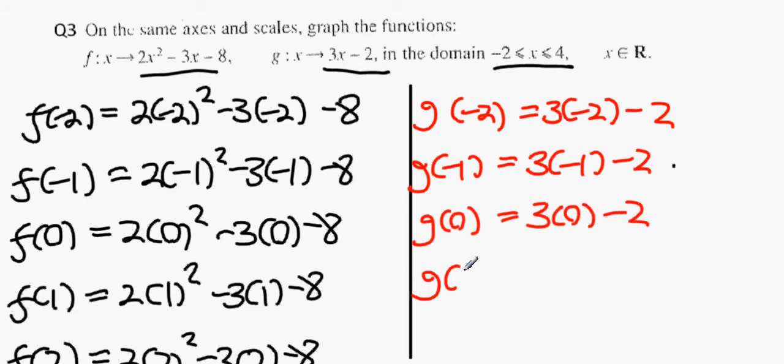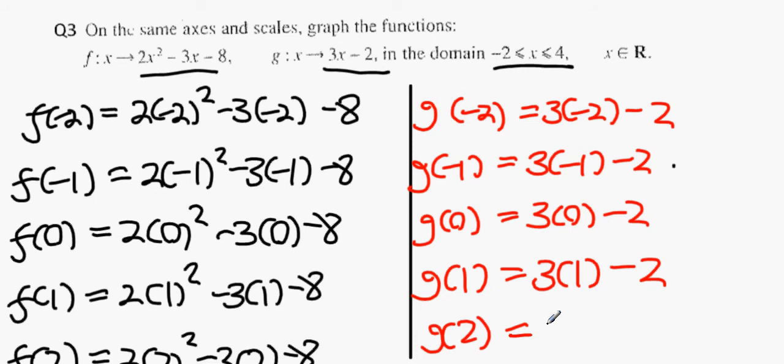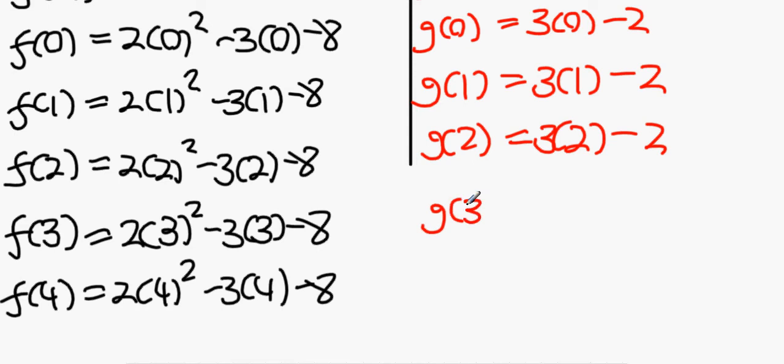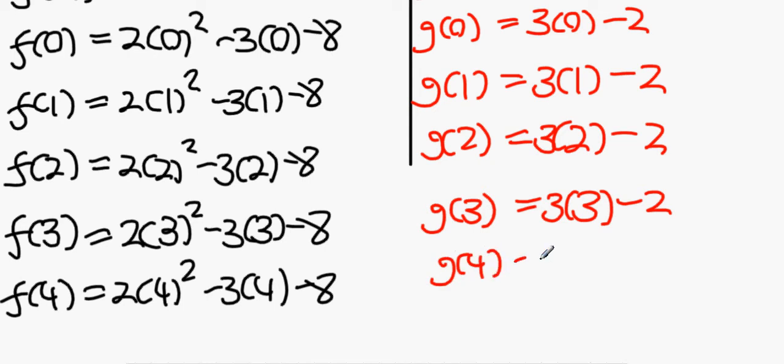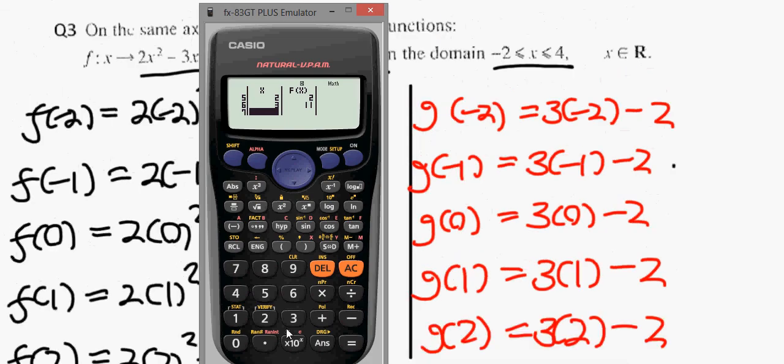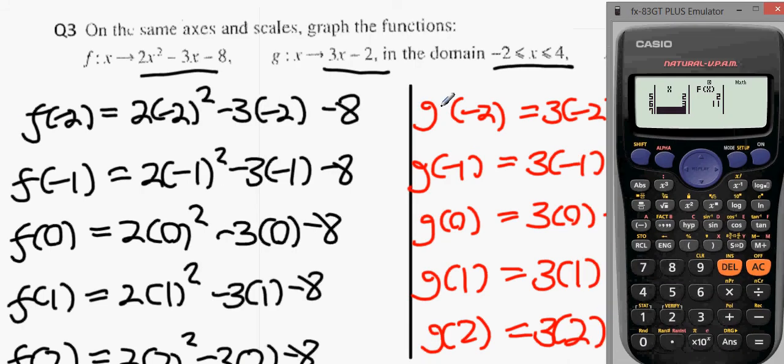g of 1: 3 times 1 minus 2. g of 2: 3 times 2 minus 2. g of 3: 3 times 3 minus 2. And g of 4 being 3 times 4 minus 2. Okay. So once again, just going to put these into the calculator and see what it comes out as.